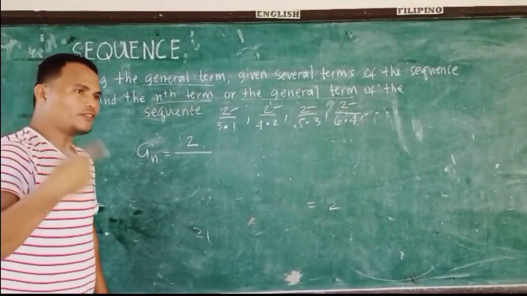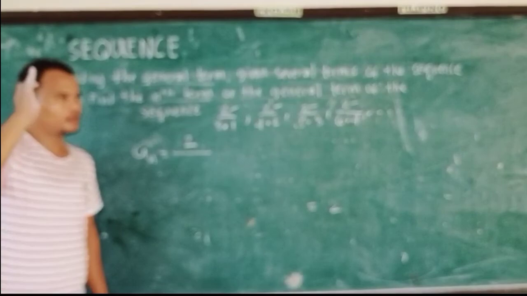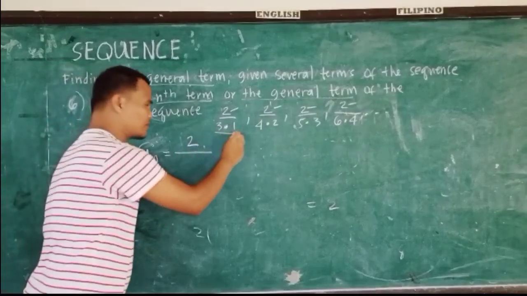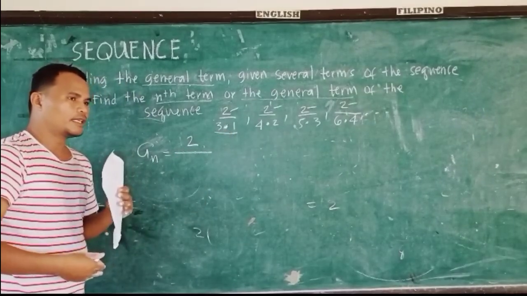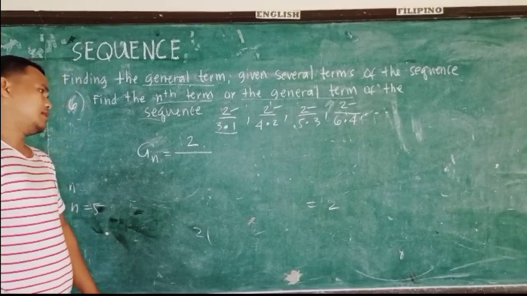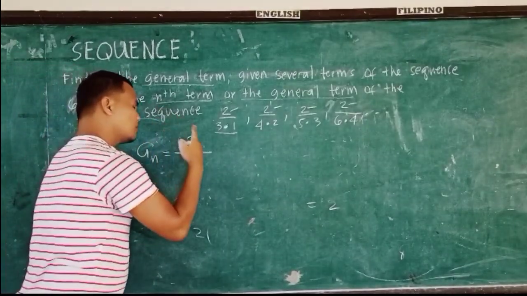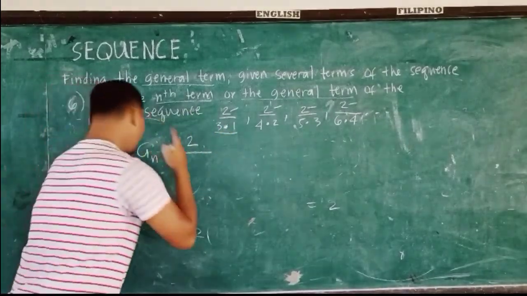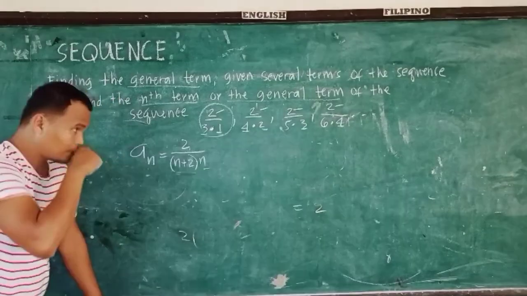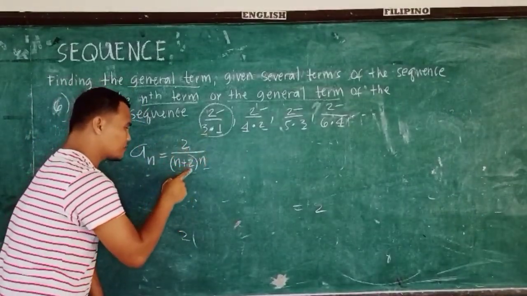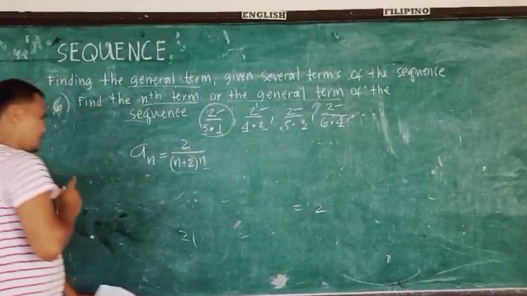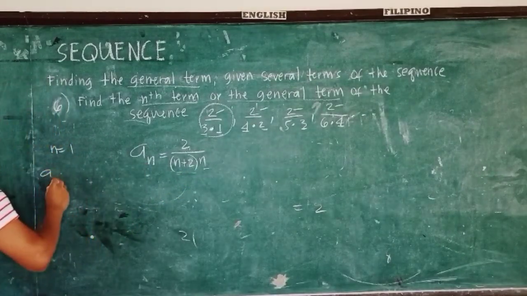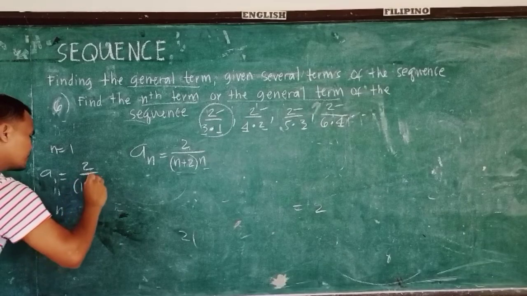Now, do not forget that if we find the first term, it implies that n is equal to 1. This is the first term. Now, when n is equal to 1, the result is 3 times 1. So, we can say that this one is, kay 3 ang smooth, di ba? 1 plus 2, 3. Let us verify if this is correct. If n is equal to 1, a sub 1 equals 2 over 1 plus 2.